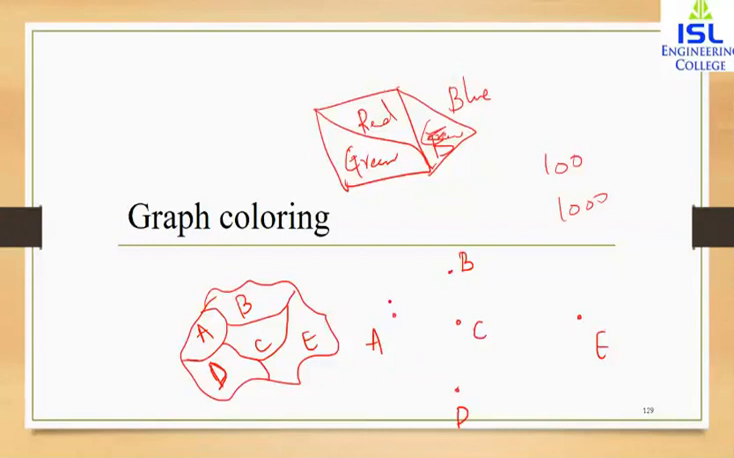So edges connect two vertices if the regions have a common border. A is represented by this vertex A, and to which regions does it have a common border? It has a common border with B, C and D. So A will be connected to B, C, and D. Now what about B? It has a common border with A, C and E. So it is connected to A already. I'll connect it to C, and it is also connected to E.